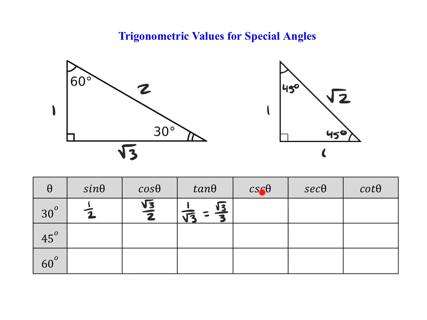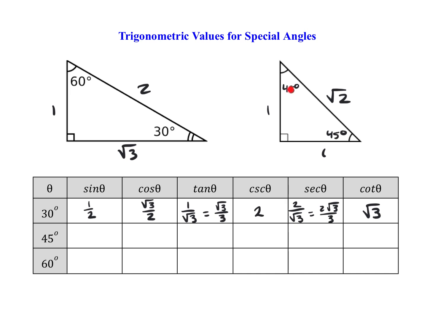Then for cosecant, I know that cosecant is the reciprocal of sine. So instead of 1 over 2, it becomes 2 over 1. I know secant is the reciprocal of cosine. So 2 over root 3, which becomes 2 root 3 over 3. And I know that cotangent is the reciprocal of tangent. So 1 over root 3 just becomes root 3 over 1.